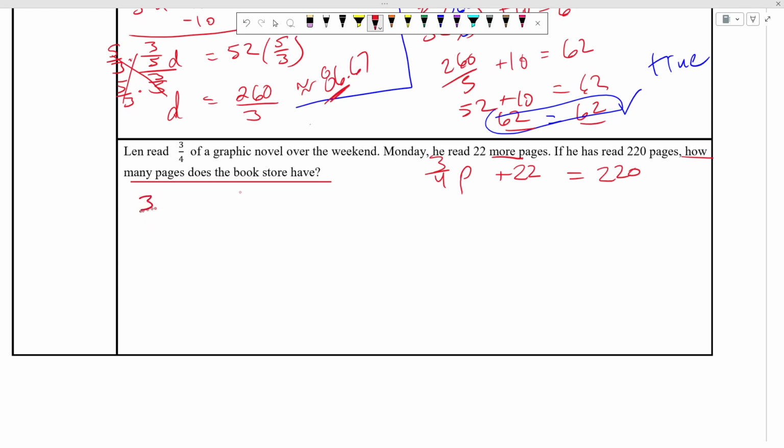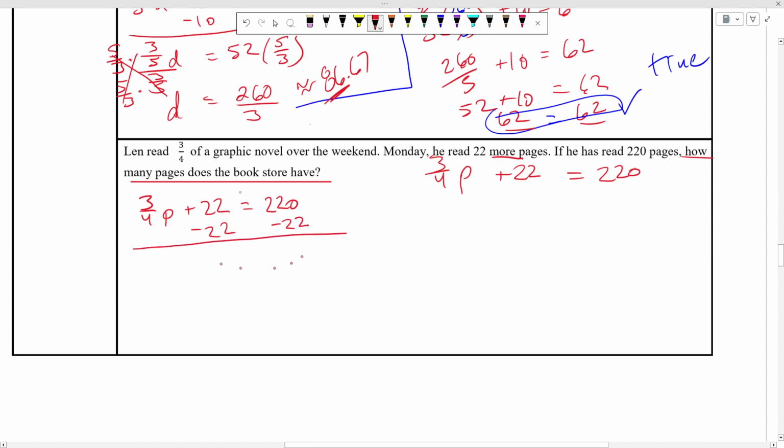So let me rewrite over here. It's 3/4 p, not equals, but plus 22 equals 220. So let's start inversing this thing, with the idea that we are achieving balance by eliminating stuff from one side and transferring it to the other. So this still is 3/4 p. This equals, let's see, this happens to be 198.